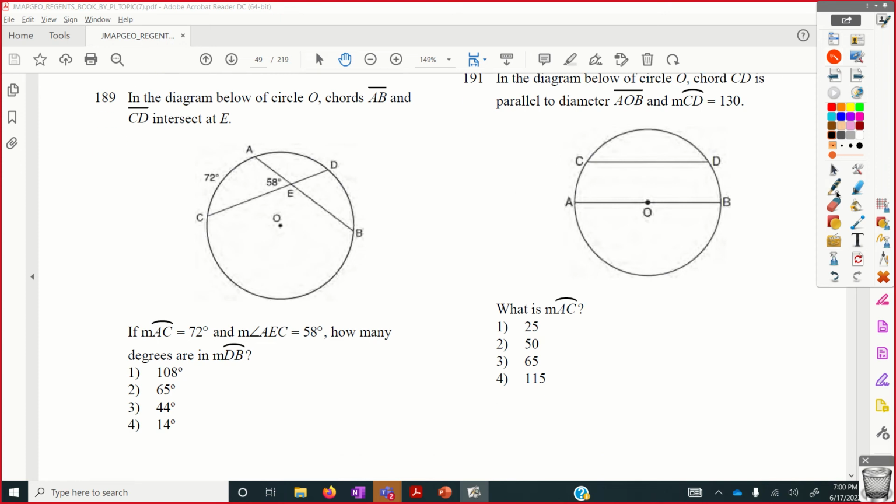189. Another question with circles. Remember that the inside angle is the average. In general, I think if you look it up, circles is like 10 to 12% of the whole test. Most of the test is coming from the proof part with statements and reasons.